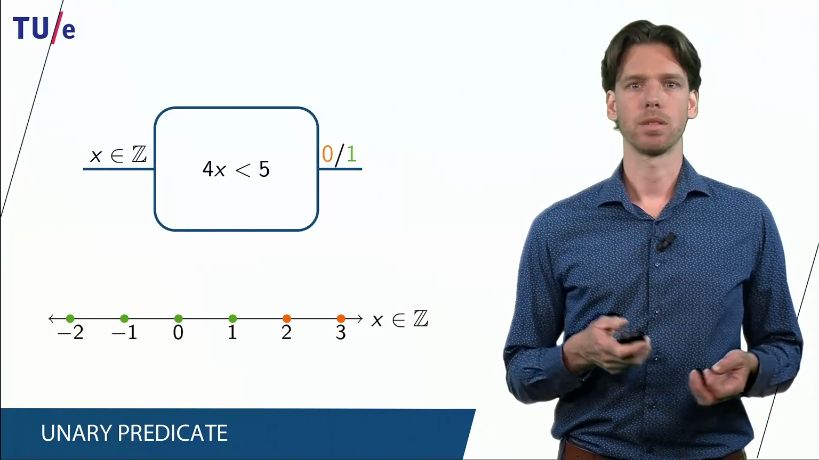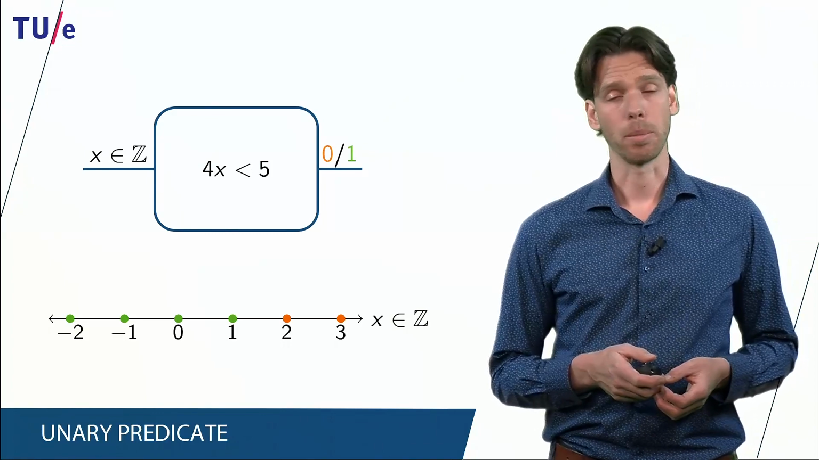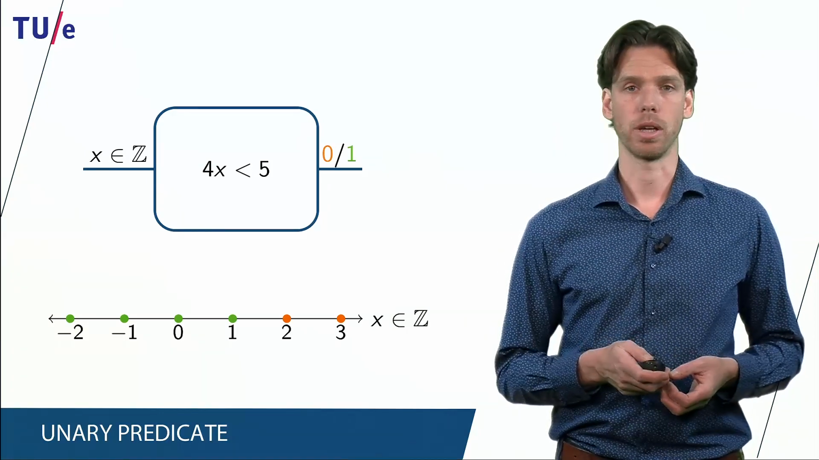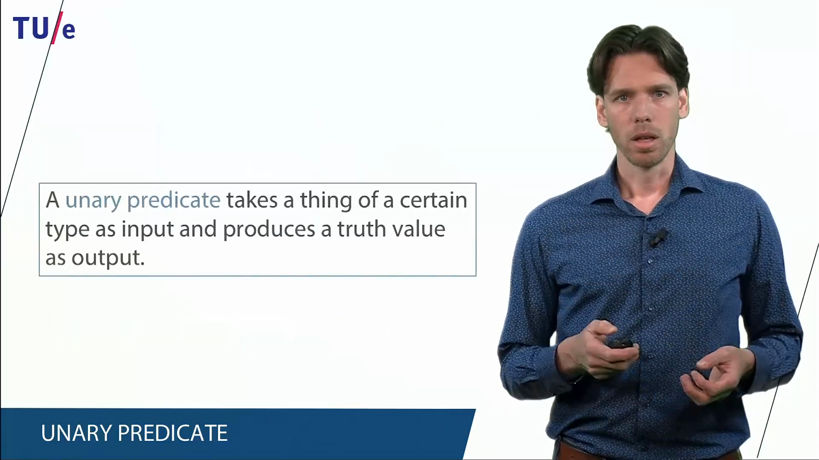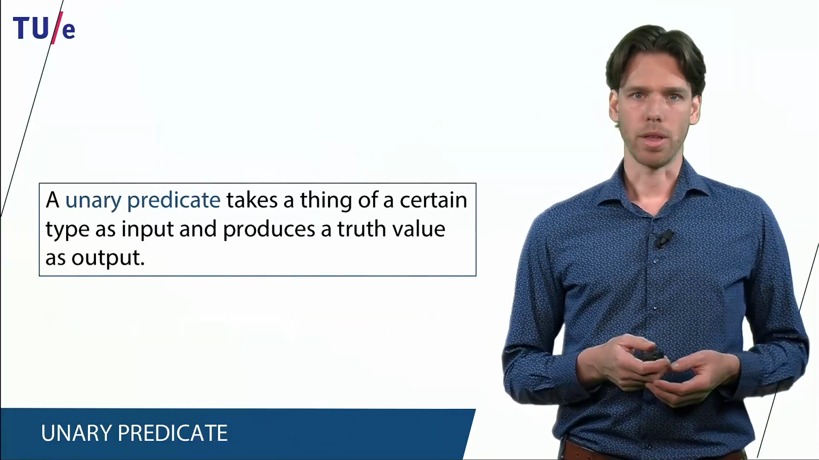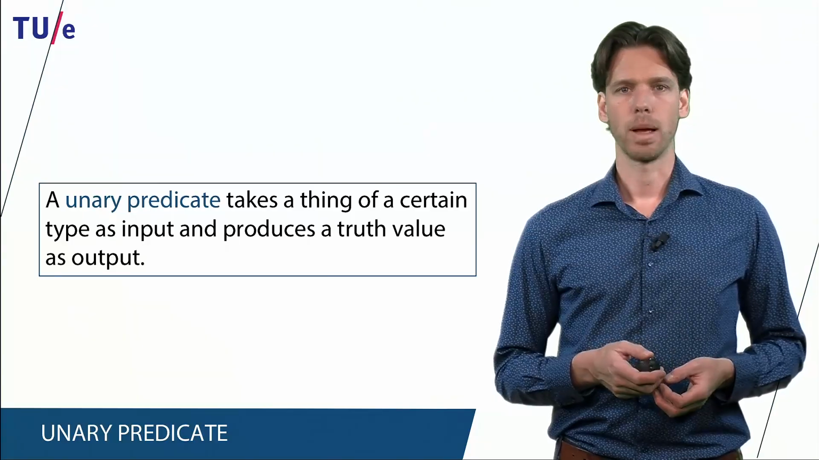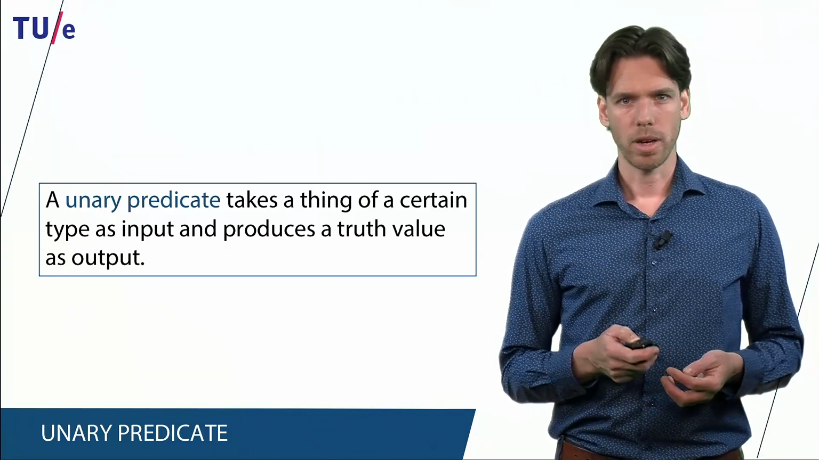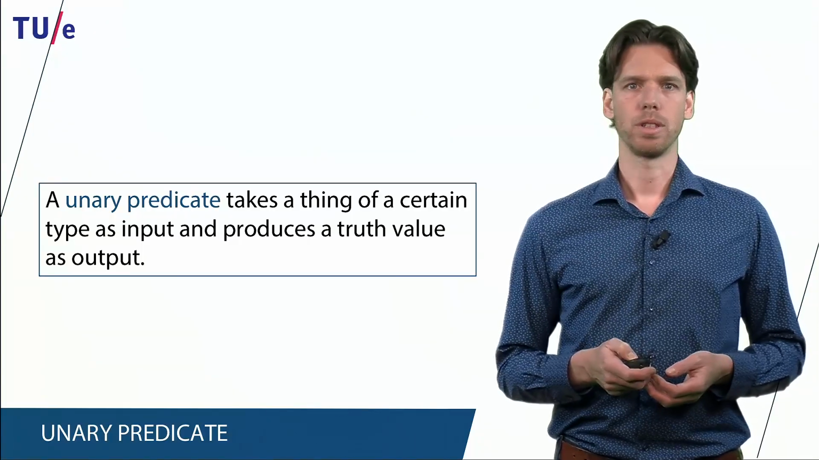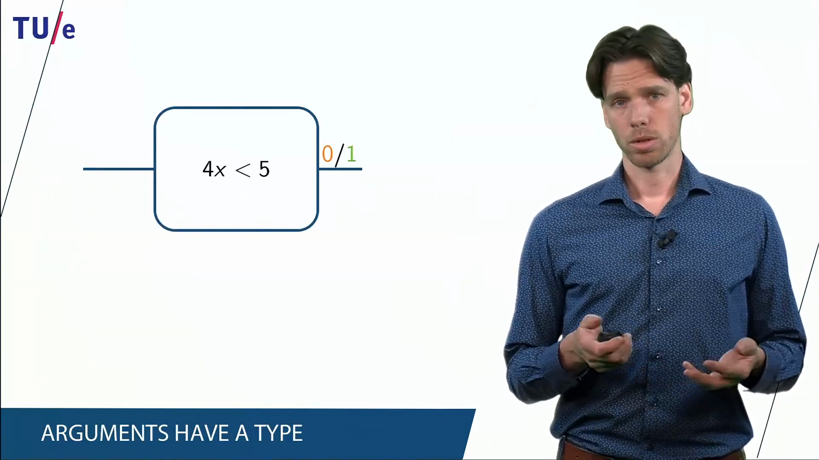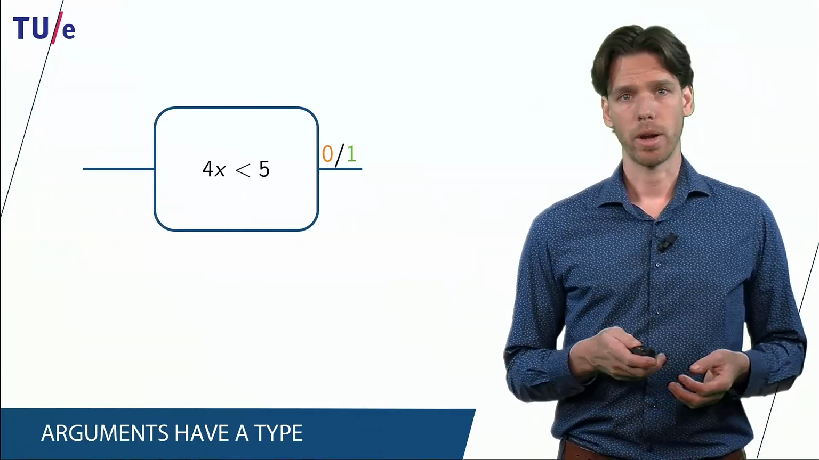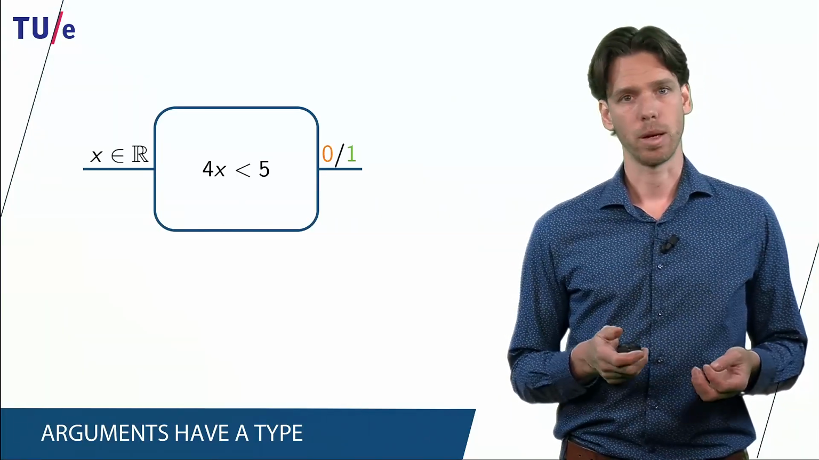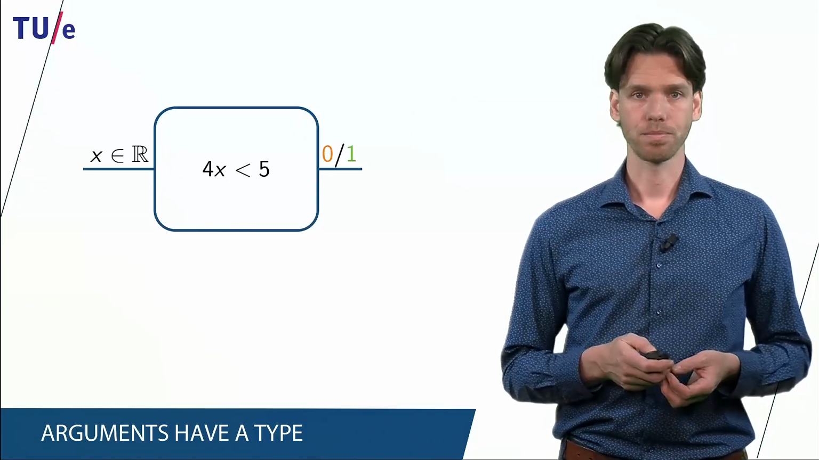We can represent the interpretation of this predicate by drawing a one-dimensional graph, as you can see over here. So a unary predicate takes a thing of a certain type as input and produces a truth value as output. Now, the type of the thing that it takes as input is important. We could just as well consider the same predicate 4x less than 5, but now say that the input is not of type integer, but is of type real.